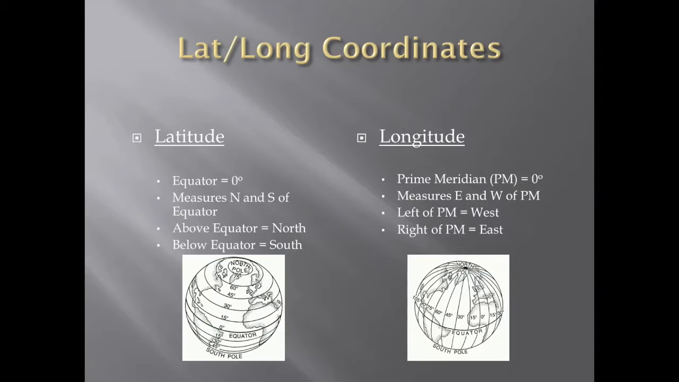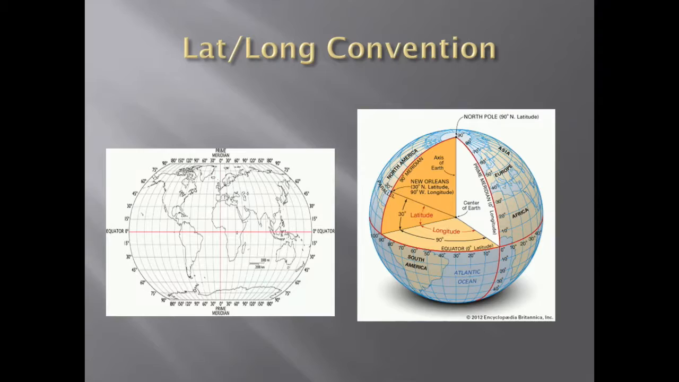In order to understand map coordinates, we need to review latitude and longitude. Latitude measures north and south of the equator, which is defined as 0 latitude. Above the equator is considered north, and below the equator, south. Conversely, longitude measures east and west of the prime meridian. The prime meridian measures 0 degrees of longitude. Left of the prime meridian is considered west, and right of the prime meridian is considered east. Here's a closer look at latitude and longitude conventions.